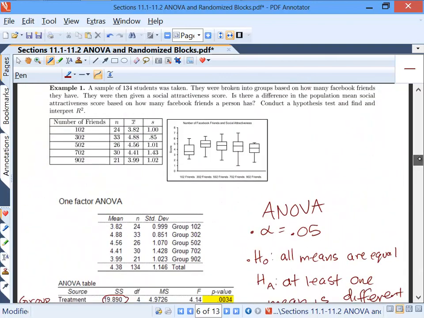So we could try and use the group, the number of friends, to predict your social attractiveness score, but we're not going to do a very good job. That's what the R-squared value tells us. Does that answer your question? Yeah, so if it's high, then we can predict it a lot better. Yes, you'll be able to predict it a lot better. We don't usually predict things off of ANOVA, but technically it is kind of that idea: you could try and predict your score based on the number of friends you have.